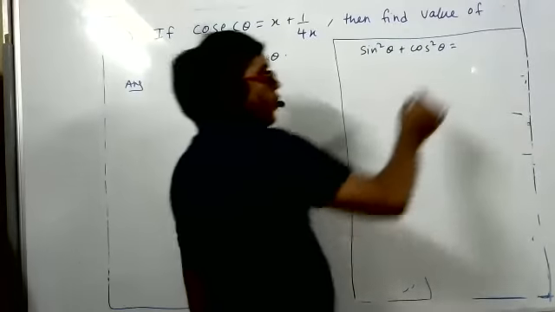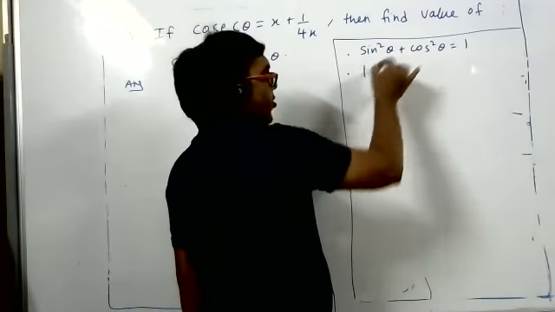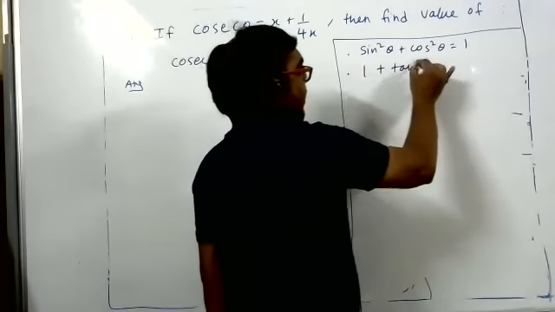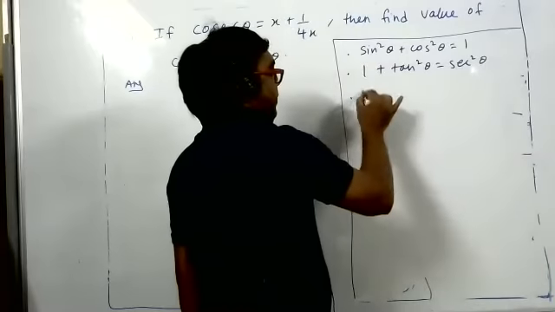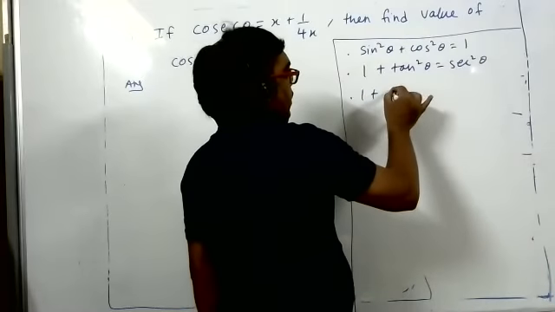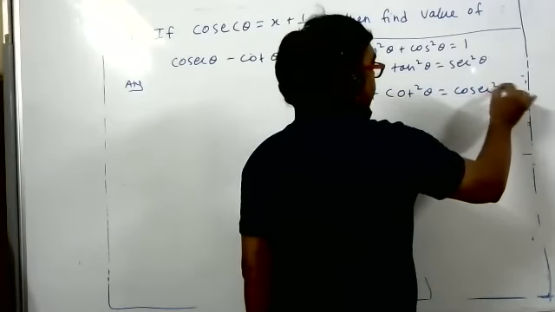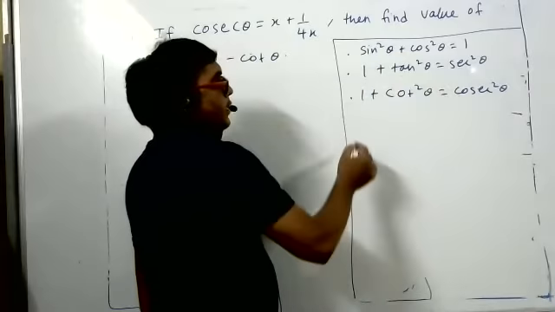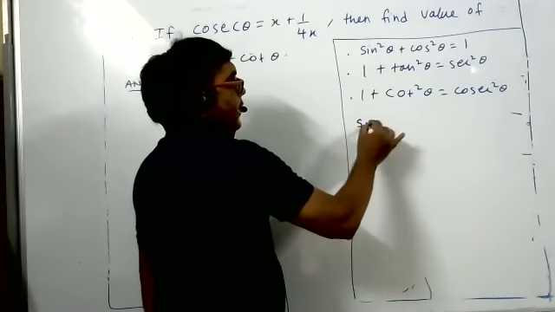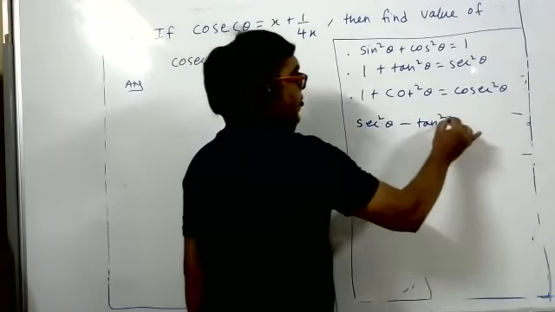You have to rewrite it. One more formula is there. From here only we derive 1 plus tan square theta is equal to secant square theta, and 1 plus cot square theta is equal to cosecant square theta. Now from the second result, what we can write? Secant square theta minus tan square theta is equal to 1.